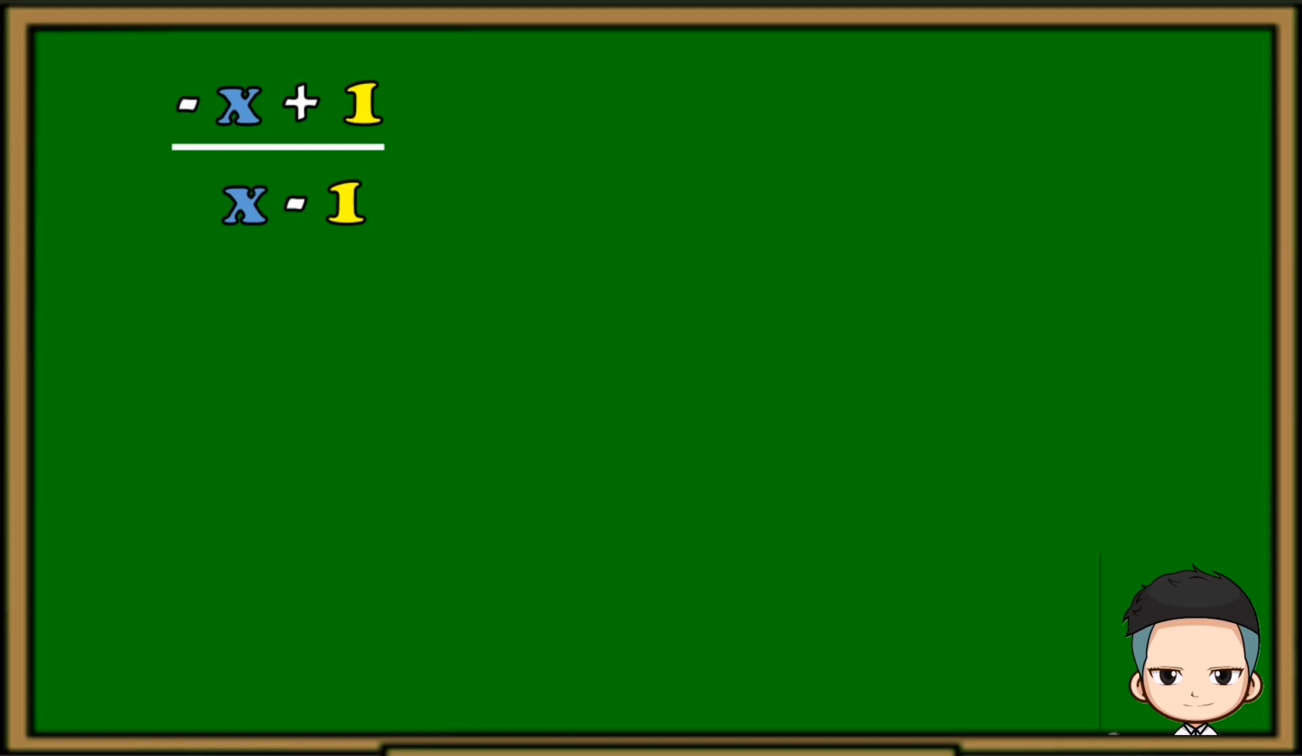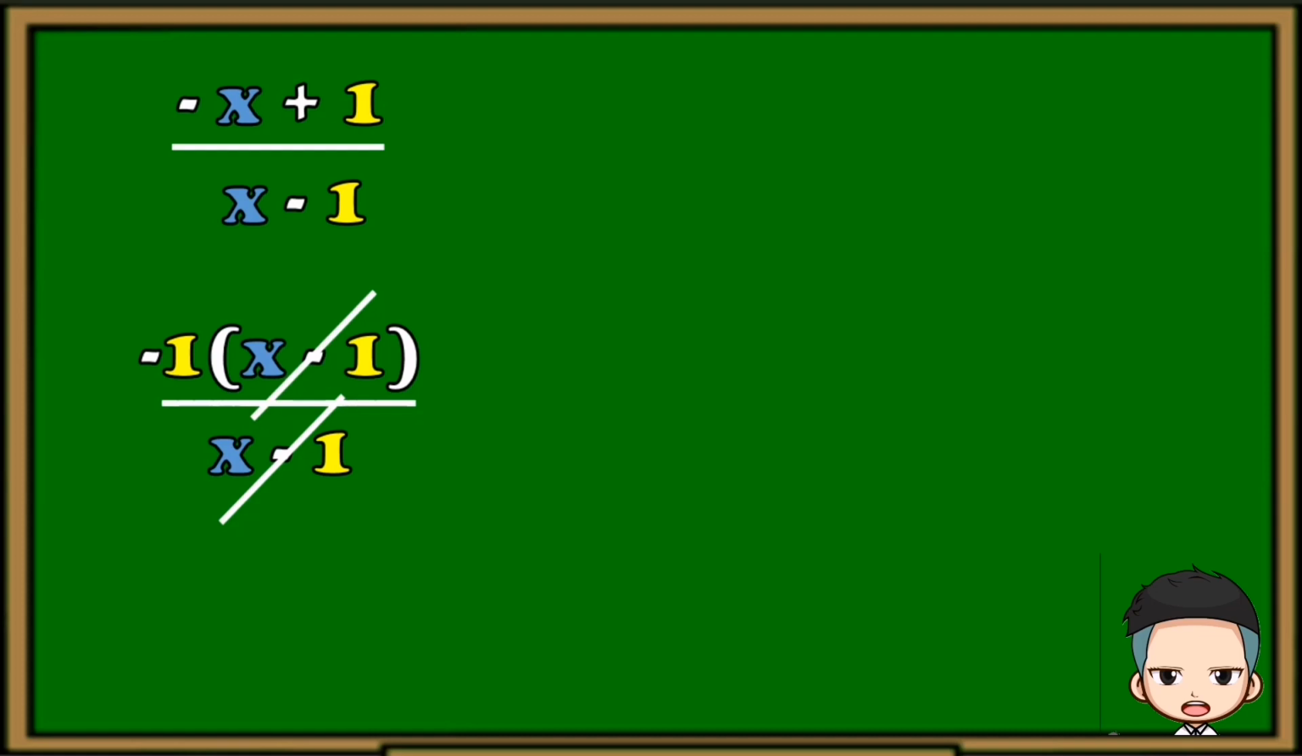And for my last example, in case you encounter this type of problem, negative x plus 1 all over x minus 1. Here, you just need to factor out negative 1 on the numerator. And just copy the denominator. Then cancel the common factor on the numerator and on the denominator. Copy the remaining factor, and that will be our final answer.